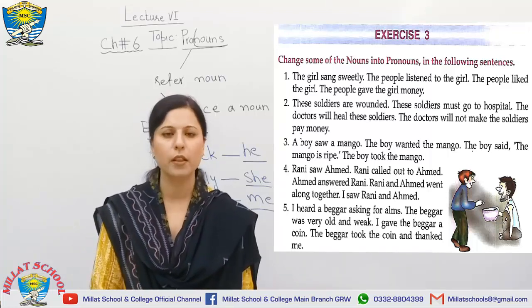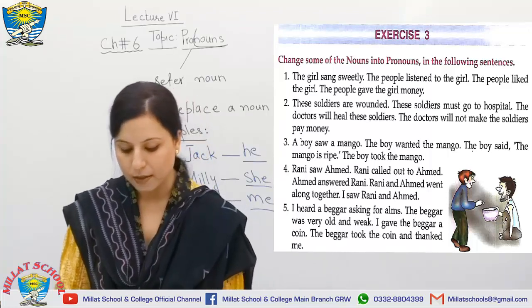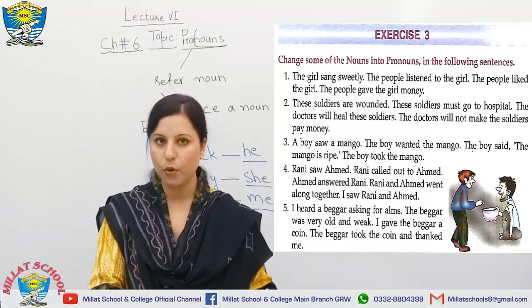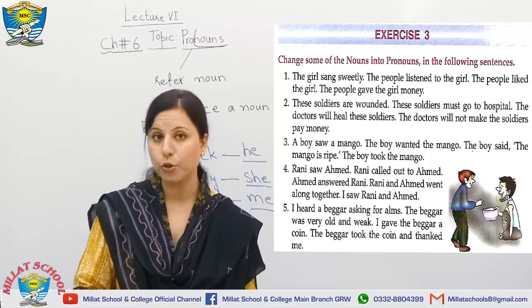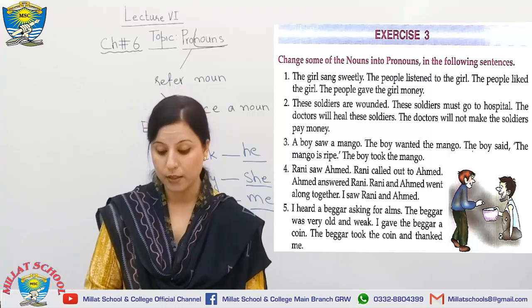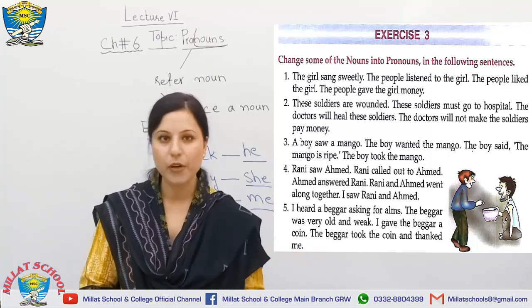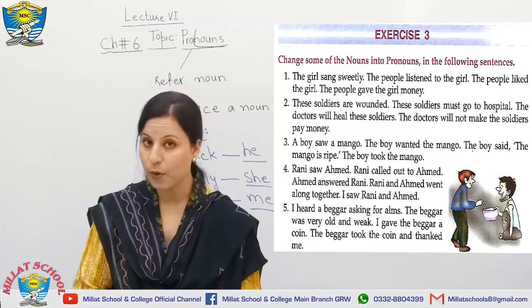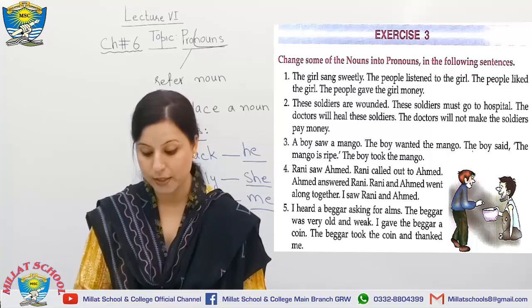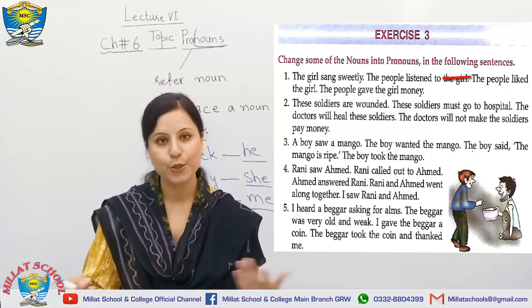Why are we using the nouns again and again? It is not suitable for the sentences. So let's begin. The first sentence will go the same way because it is our identification of how we are going to use the girl and some other objects. The girl sang sweetly. It goes smoothly. We will not change anything in this sentence, but the next sentences will be changed by using some pronouns. For example, the people listened to the girl. The people listened to her.